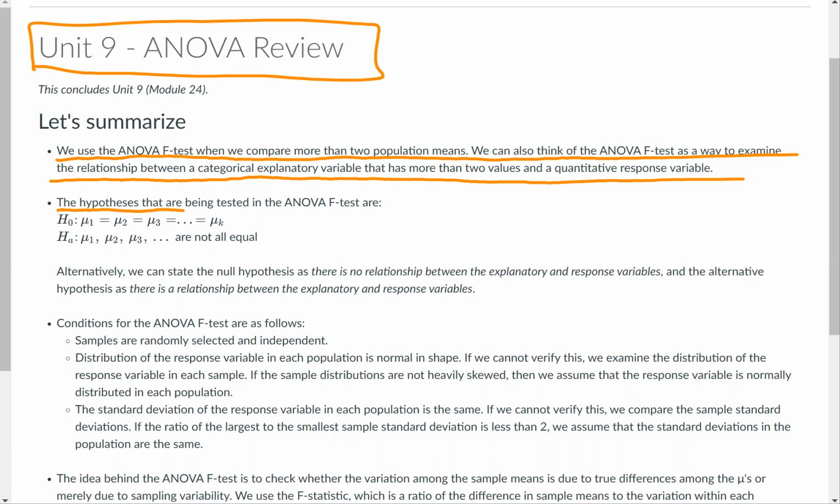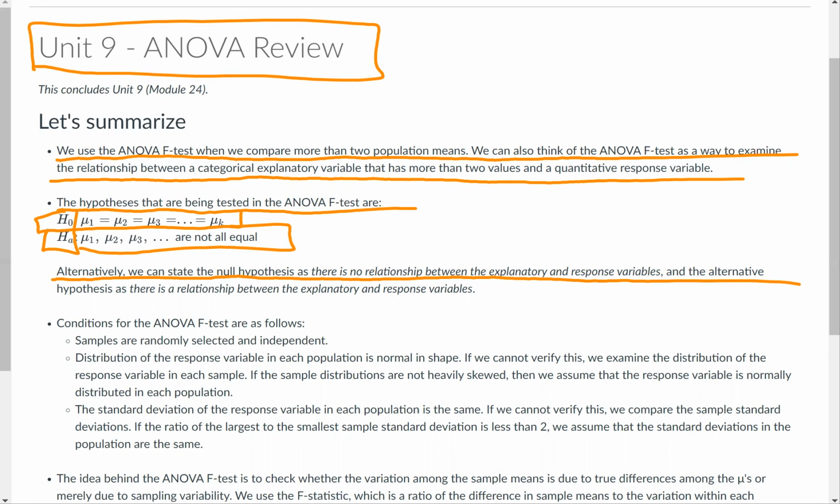The hypotheses that are being tested in the ANOVA F-test are: the null hypothesis is that all the mu's are equal. No matter how many populations you're looking at, the mean is the same for all of them. The alternative hypothesis, on the other hand, is that they're not all equal. Maybe all but one are equal, but there's at least one that's not the same as the rest. Alternatively, we can state the null hypothesis as there is no relationship between the explanatory and response variables. And the alternative hypothesis is that there is a relationship between the explanatory and response variables, like in that example we just saw about major.